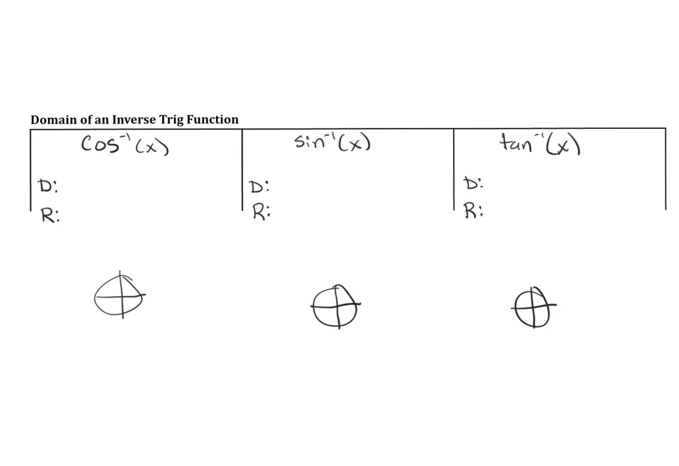Okay, so here's a real quick review of the domain and range of inverse trig functions. The domain for cosine and sine are both negative 1 to 1. And then the range for cosine is 0 to pi. So just to give you a visual, we're dealing with the unit circle here. And then sine is negative pi over 2 to pi over 2.